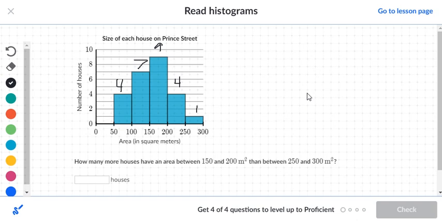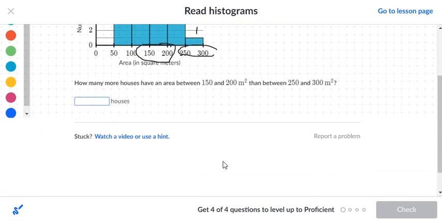So now it wants to know how many more houses have an area between 150 and 200. So 150 and 200, well, that one we saw was 9. So this is 9. Now it says between 250 and 300. Well, 250 and 300 is 1. So we simply want to take 9 minus 1. So 9 minus 1 is 8.